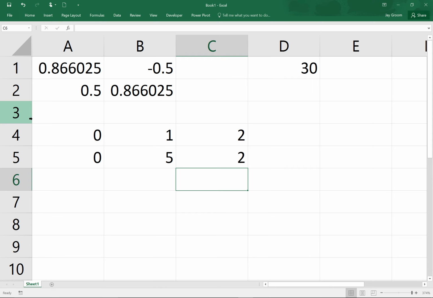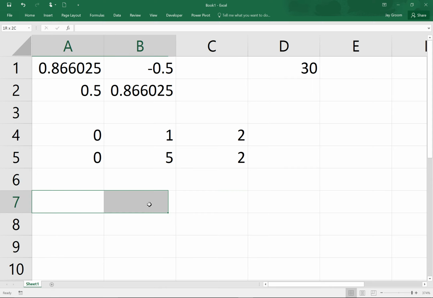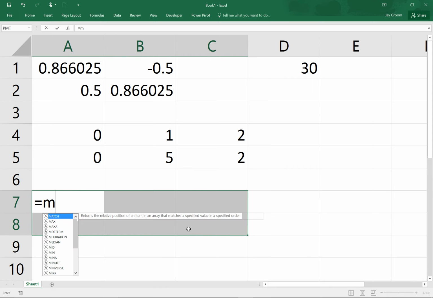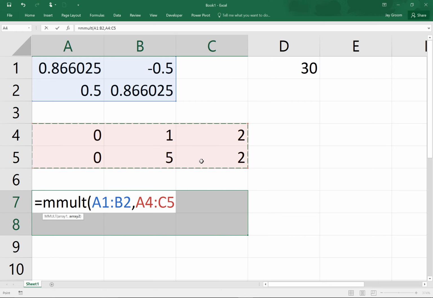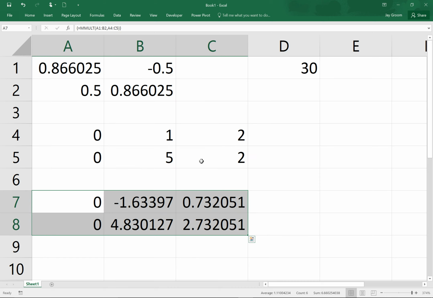So then, it's simply a matter of taking, knowing I'm going to end up with the 3 by 2, it's going to equal m mult. Okay, so the next step is very important. You must go Control, Shift, Enter. Bam! And those are your new points. Same points out on the other page, whatever.